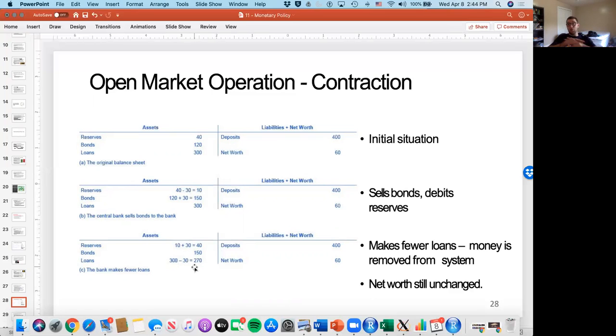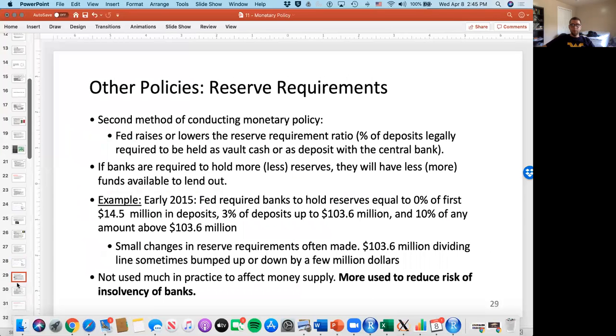The net worth of the bank did not change, but the amount of loans that the bank has or would be able to offer decreases. In other words, it's contractionary, decreasing the amount of money supply in the economy. That's the more traditional impact of the Fed on the economy to increase or decrease the money supply. Okay, let's see what else we can talk about.